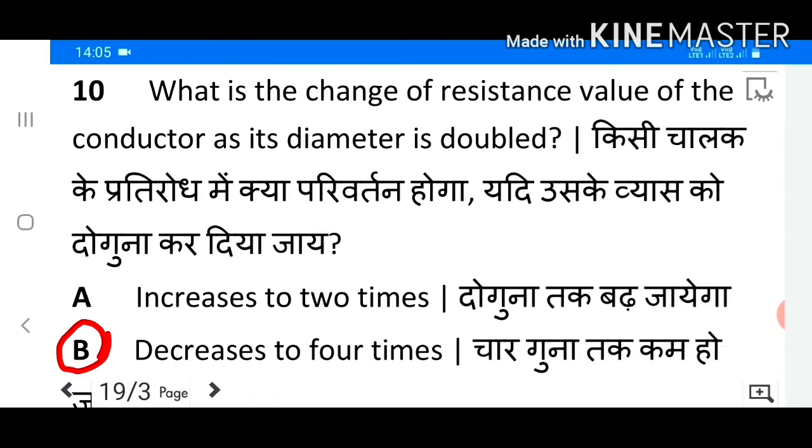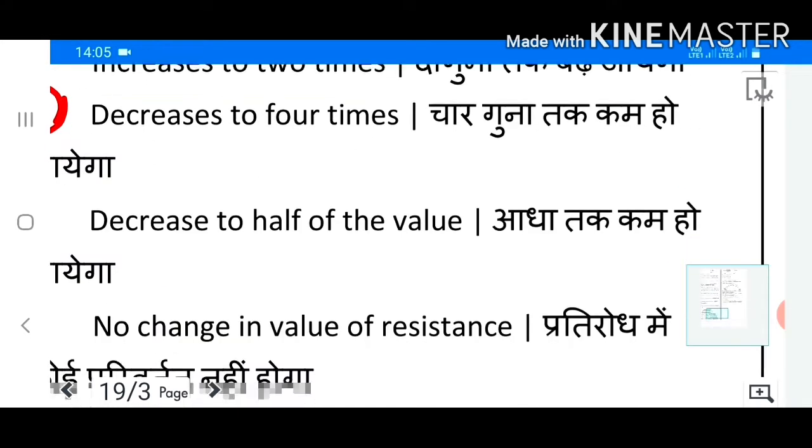10. What is the change of resistance value of the conductor as its diameter is doubled? Answer B. Decreases 4 times.